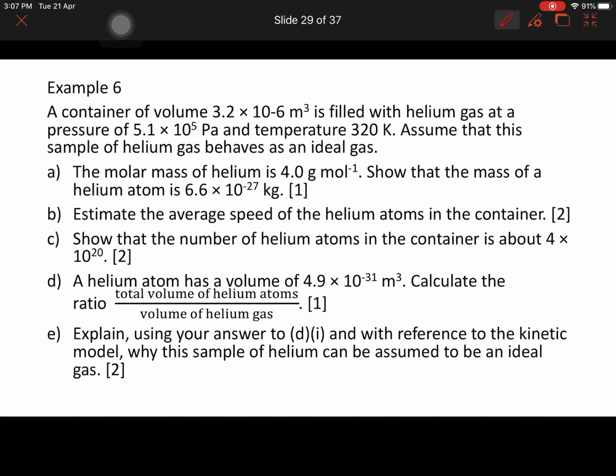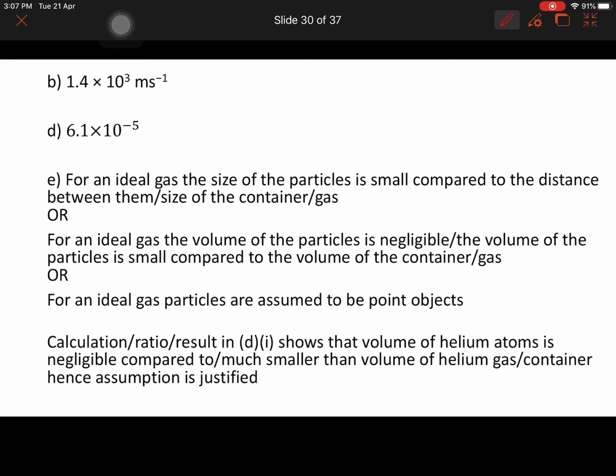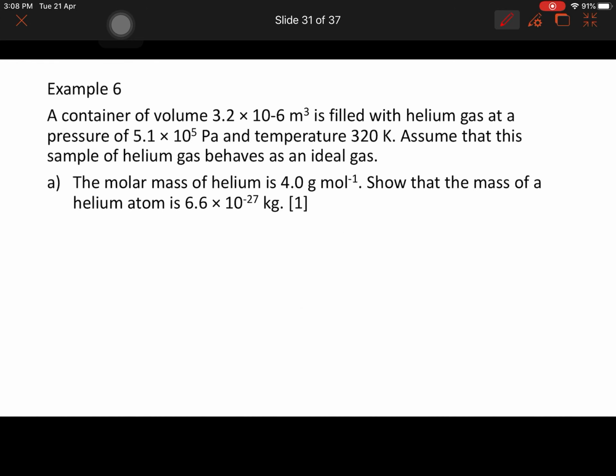Again, pause here and try this out on your own. So if you have already done it, you can check. A and C require you to prove or to show, so for those the answer is already given. B, D, and E, check your answers if these are correct. Now, if you got it right, you can skip this part. If you don't understand, let's go through it together.